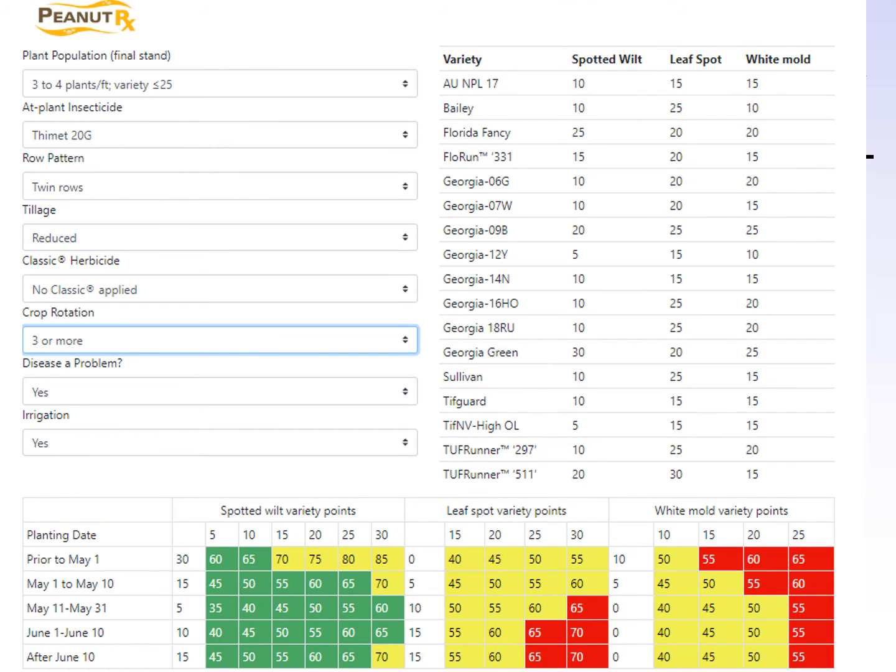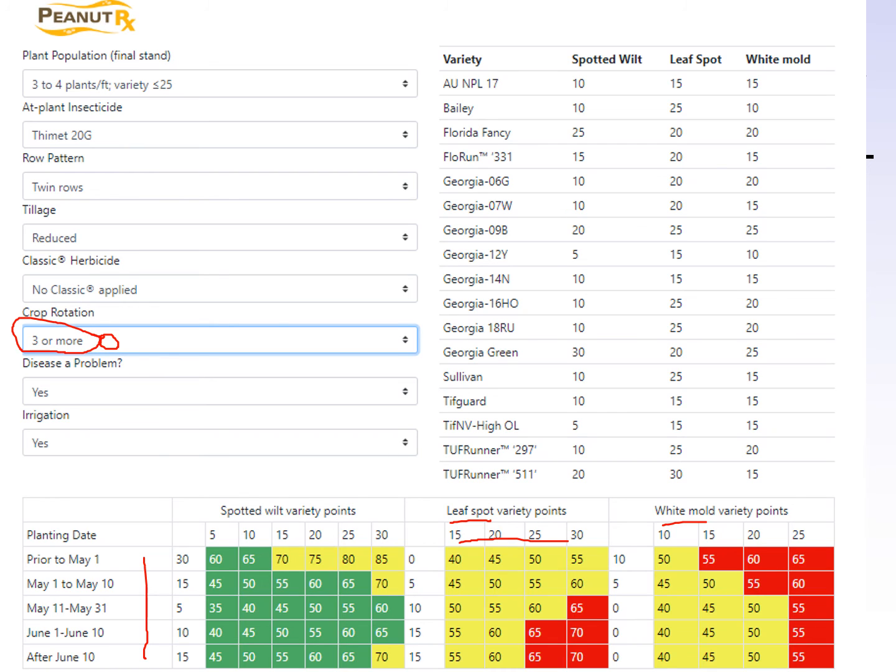And now if you look at the last scenario where we're rotating 3 or more, and that means at least 2 years of another non-host crop between your peanut crops, we see that the leaf spot risk and the white mold risk is mostly moderate, not high. So that's the impact of just rotation on these 2 fungal diseases, depending on the variety that we plant and depending on when we plant it, and having at least a 3-year rotation, meaning 2 years out of peanut, the risk of these diseases drops significantly when we're able to do that. And that's an example of the interaction between rotation and disease, especially these 2 fungal diseases.